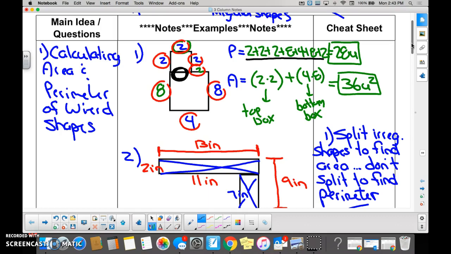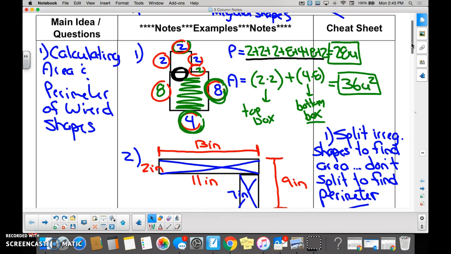Then the second thing we did is we chunked it. Everyone say chunk it. Chunk it. What we did is we found the area of this bottom quadrilateral. What's the formula for that bottom one? 48. What are the dimensions? 4 times 8. Bottom box.